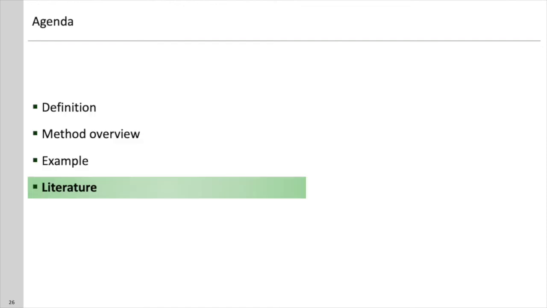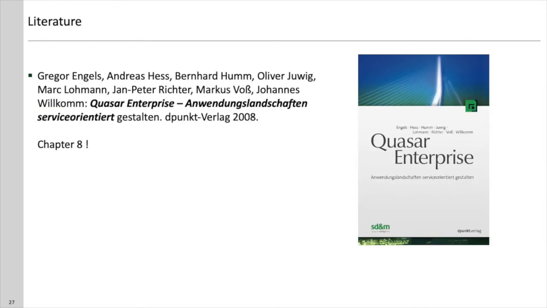That's it for today, and that's it for the course. The literature is, of course, again, the book on Quasar Enterprise, Anwendungslandschaften serviceorientiert gestalten. And the lecture on evolution is the chapter on evolution, chapter 8. And there you can find much more background information on what I just told you in that last hour.